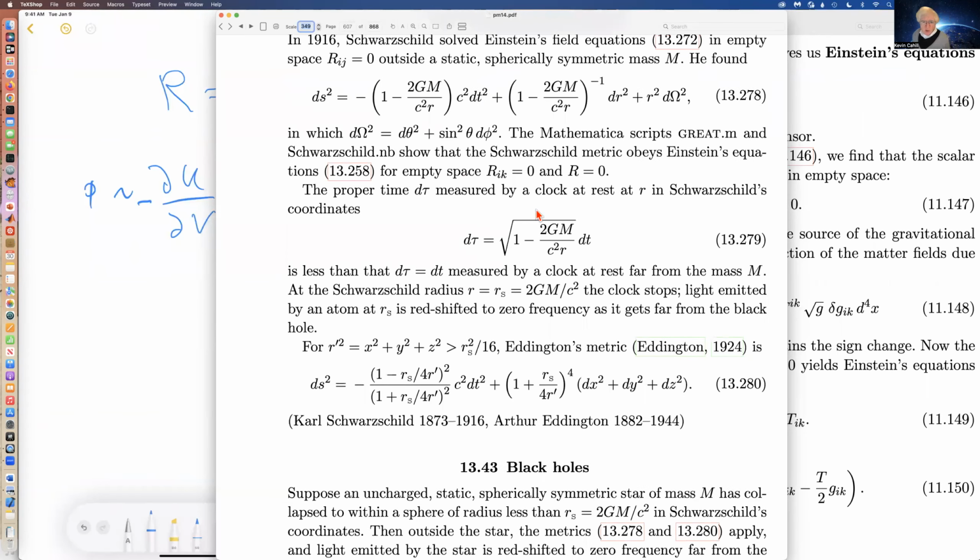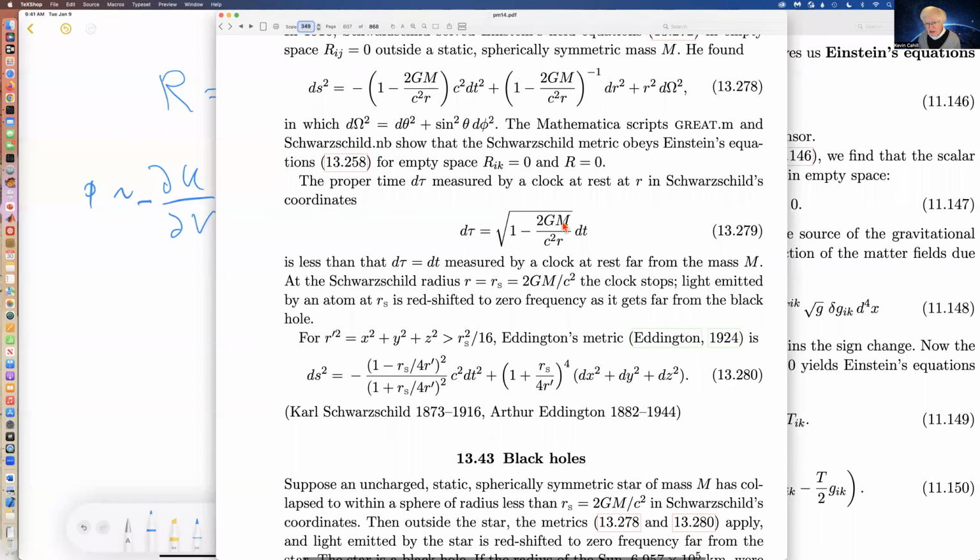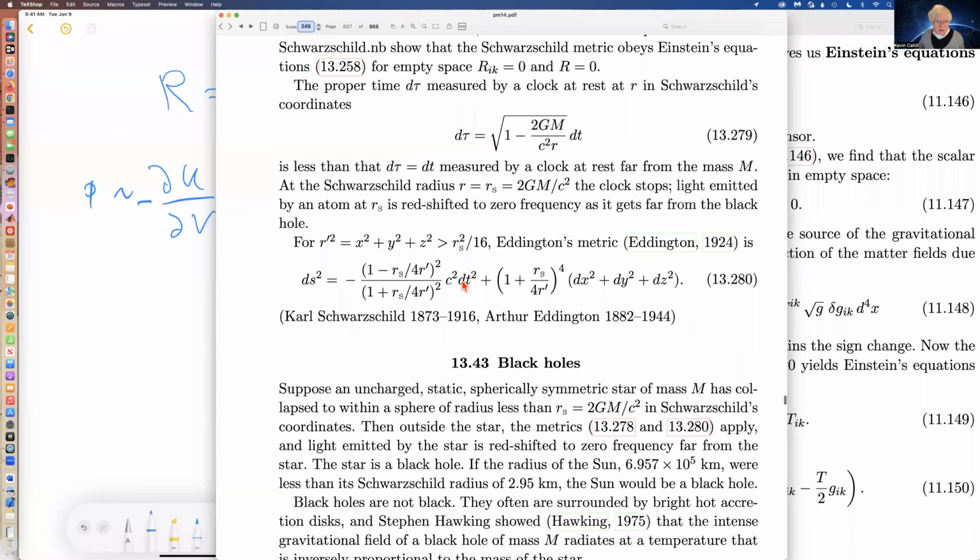And then if you ask, well, what is the proper time of a clock at R in Schwarzschild's coordinates? It's given by this, and it's less than the time measured by a clock far away. And in fact, if you get close enough to the mass m such that this thing gets as big as unity, you get 0 here, and then the clock stops. And so that's the idea of a black hole.